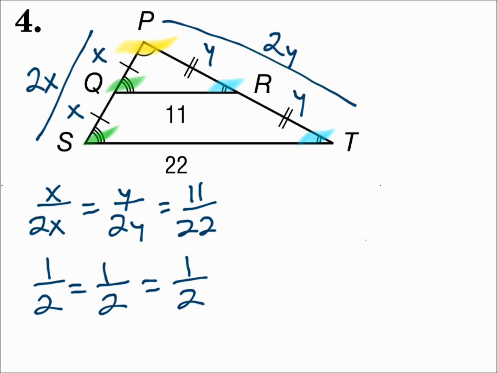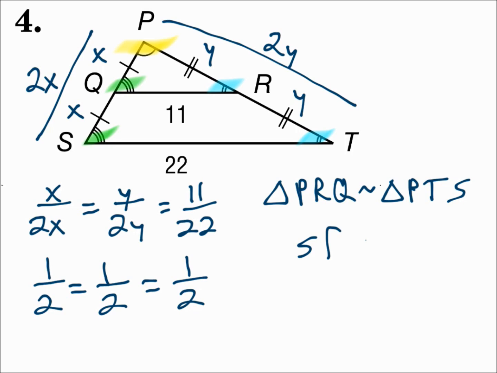So let's make the similarity statement. For the small triangle, triangle PRQ, that's similar to the big triangle, and make sure you match up the vertices. P on the small triangle matches P on the big triangle. R on the small triangle matches T on the big triangle. Q on the small triangle matches S on the big triangle.